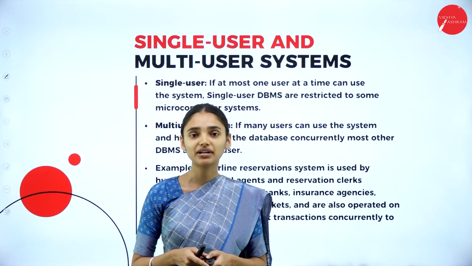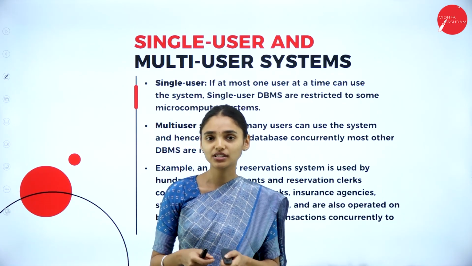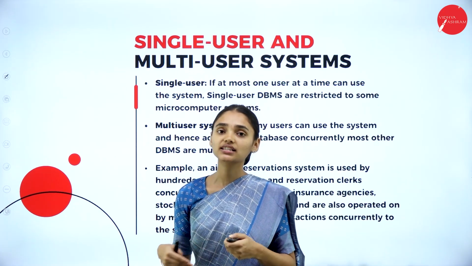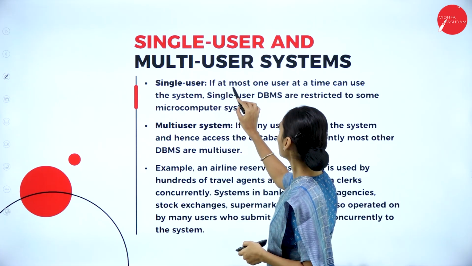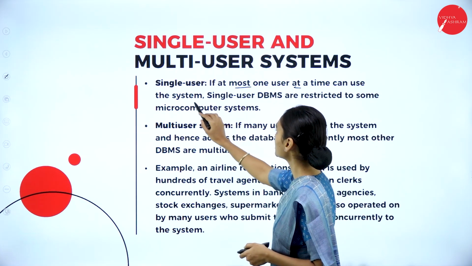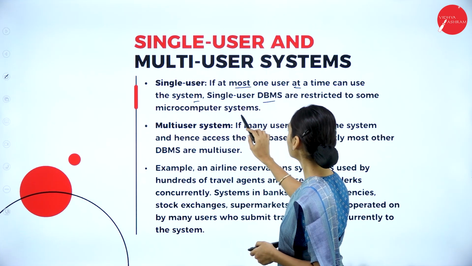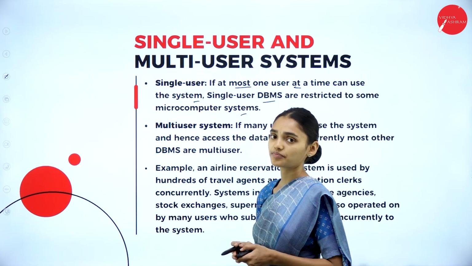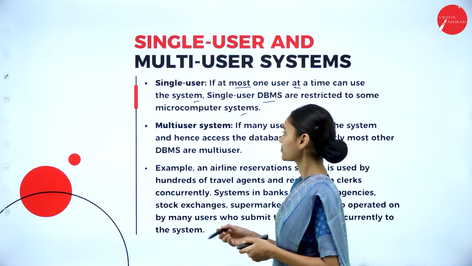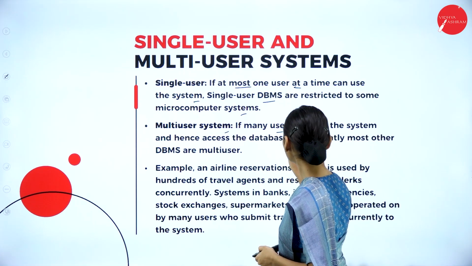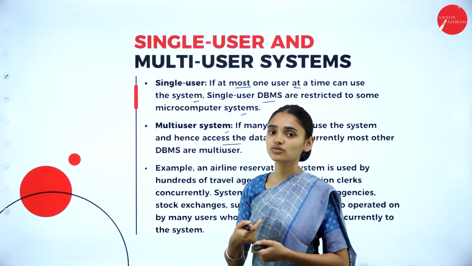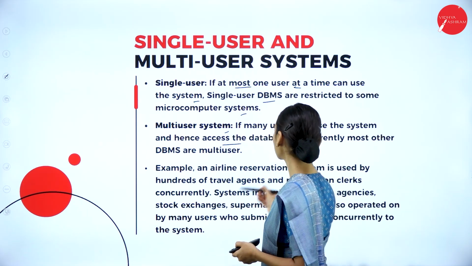Next is single user and multi-user systems. In a single user system, only one user is using the system at a time. Single user DBMSs are restricted to some microcomputer systems. In a multi-user system, many users can use the system and hence access the database. Multiple users means multiple users can use the system and they can access the database.